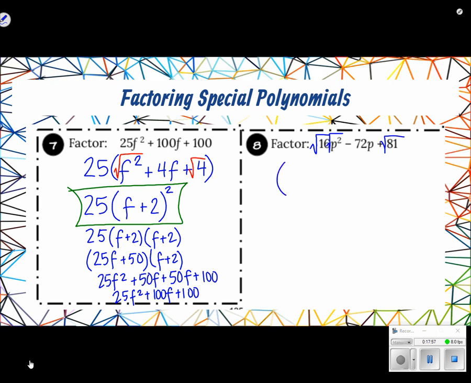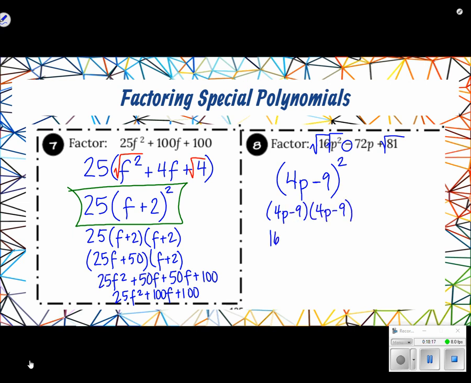Let's figure this out. Square root of 16 is 4. Square root of p squared is p. I'm going to put a minus because there's a minus in front of my 72p. Square root of 81 is 9. Close her up and square it. Let's try it. See how we did.